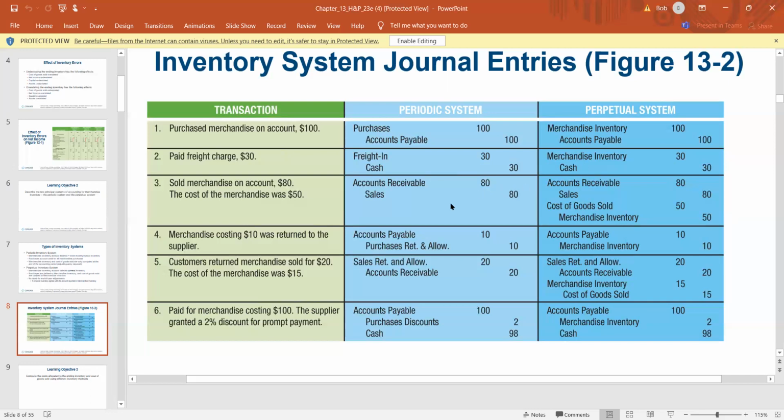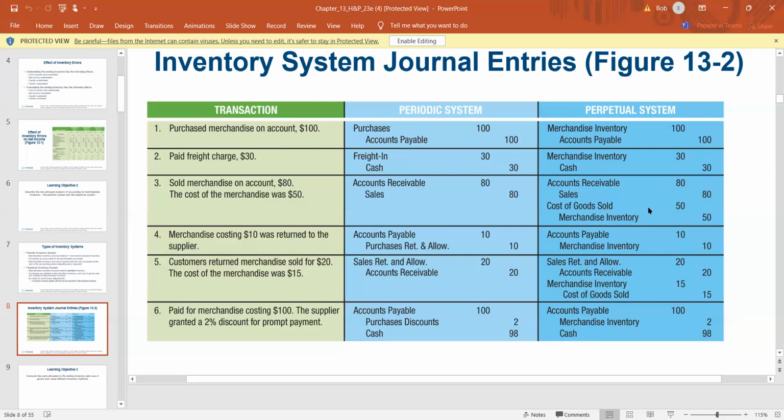Now let's look at the key difference. We sold merchandise for $80 that cost us $50. Under the periodic method, we debit accounts receivable, we credit sales. Under this method, we do the same thing. We debit accounts receivable and we credit sales. No difference there. But under the perpetual system, we record the cost of goods sold with every single sale.